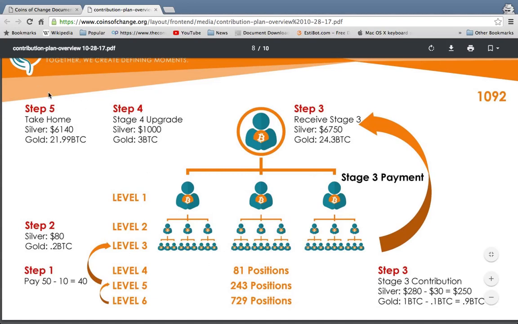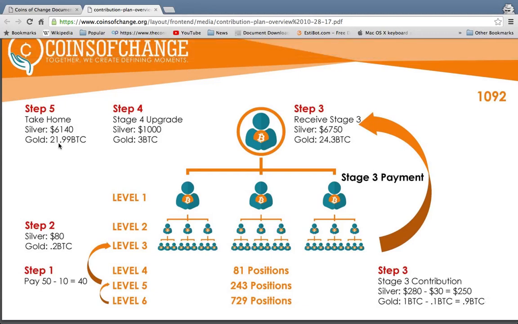And now, moving forward to step 5, this is going to be your take home. On silver, you have a $6,140 profit. Now, that is going to include all the other stages, all the other profit from the other stages. In gold, it's going to be a 21.99 Bitcoin profit margin. This is your profit. We're talking about all the stages that you moved up. Your profit is adding up here.